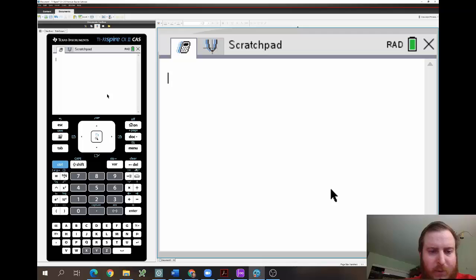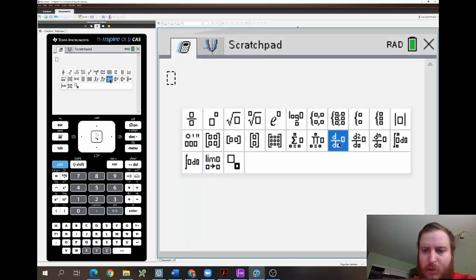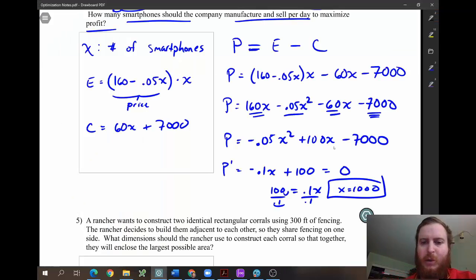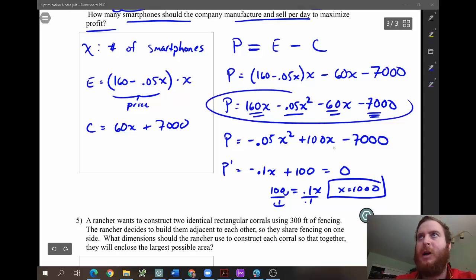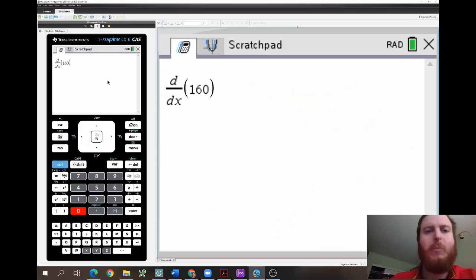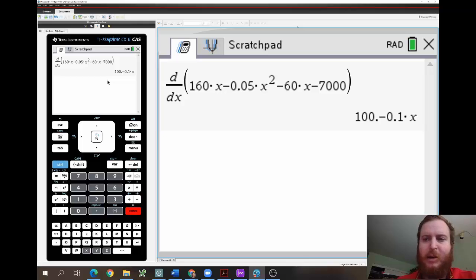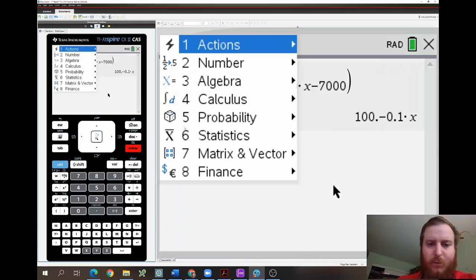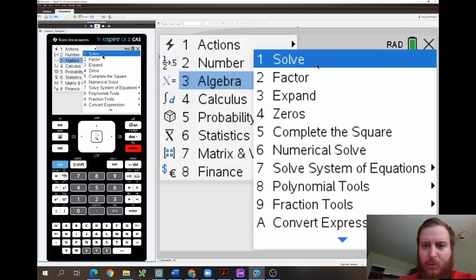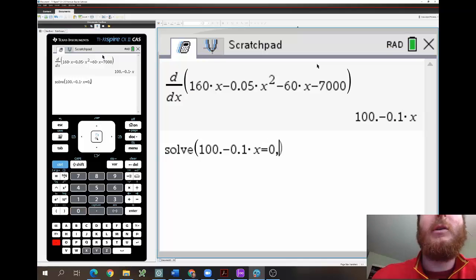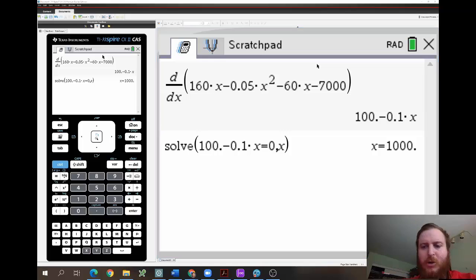Or if you had done this on your calculator, we take the derivative with respect to x of, you'd have typed in the line up here, 160x minus 0.05x squared minus 60x minus 7,000. And then we would have taken that and done the solve button. We're going to solve that equal to 0, comma x, and you get 1,000. So either way, you get 1,000.